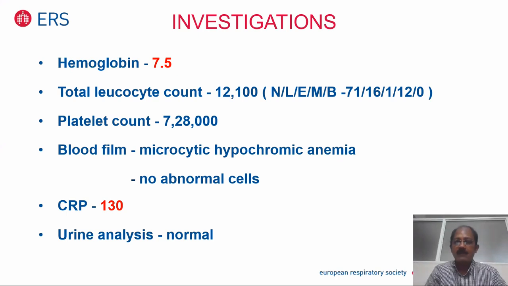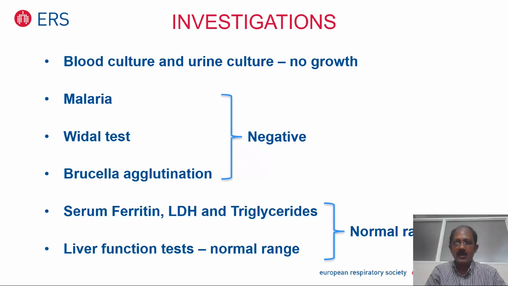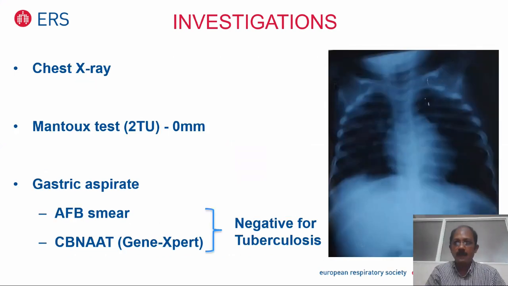Initial investigations revealed a hemoglobin of 7.5, a blood film showing a microcytic hypochromic picture with no abnormal cells. CRP was increased at 130. Investigations to rule out infections, which we had listed earlier, including blood and urine culture, were negative. Chest X-ray was normal. Mantoux test was non-reactive. The smear and cartridge-based PCR test from gastric aspirate for TB was negative.